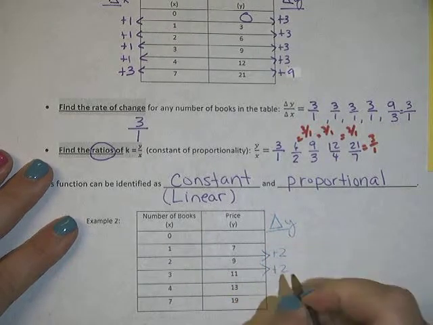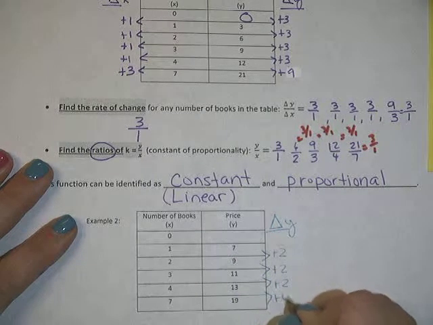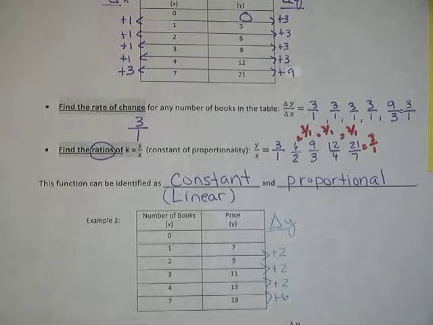How is 7 to 9 changing? Plus 2. 9 to 11. 11 to 13. And 13 to 19. Okay, go ahead and find the delta of x real quick. Everybody find delta of x.